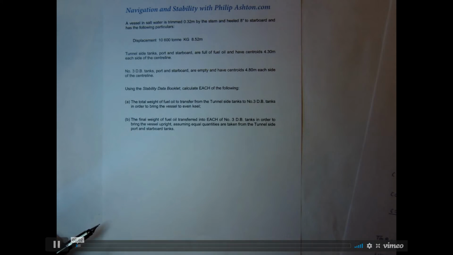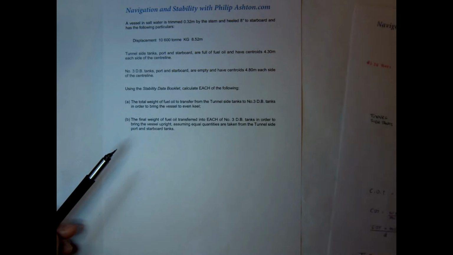Okay, we're told our vessel's trimmed 0.32 by the stern and heeled 8 degrees to starboard. We're given our displacement in kg, and we're told the tunnel side tanks, port and starboard, are full of fuel oil with centroids 4.3 each side. And number 3 double bottom tanks, port and starboard, are empty and have centroids 4.8 each side. Using the data booklet, calculate the amount of fuel oil to transfer from the tunnel side to number 3 double bottom to get the vessel to even keel.